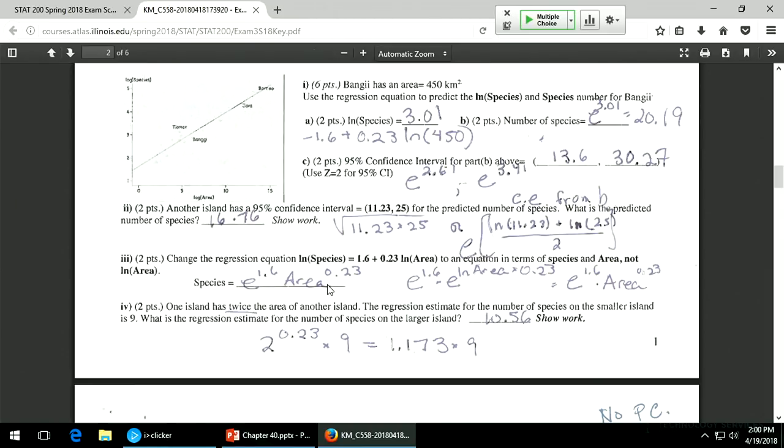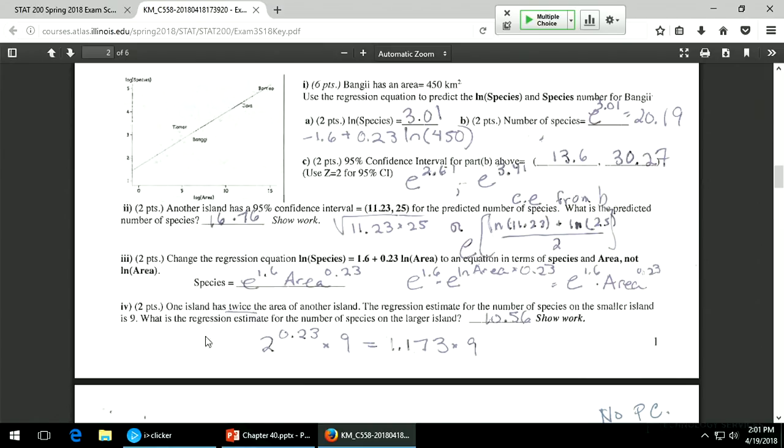We didn't give credit for just, we say in terms of species and area, not log area. So if you still had log area in there, we didn't give you credit because some people actually had difficulty going from here to here. So we couldn't give you credit because you had to follow the directions here.